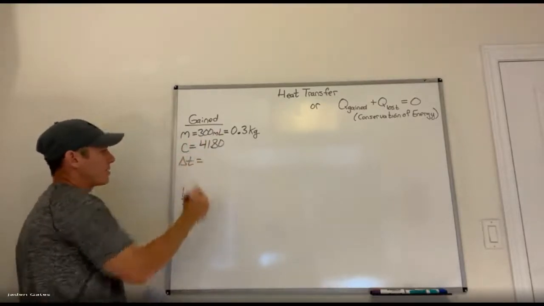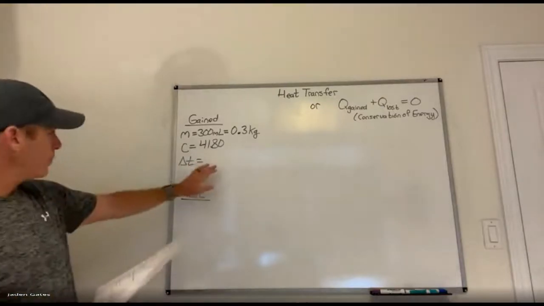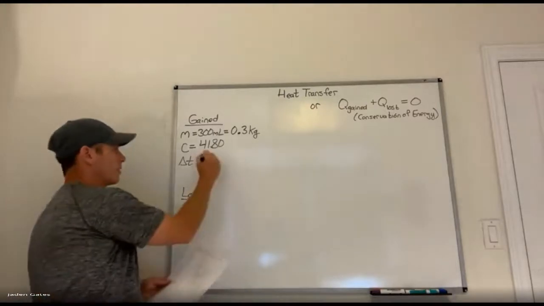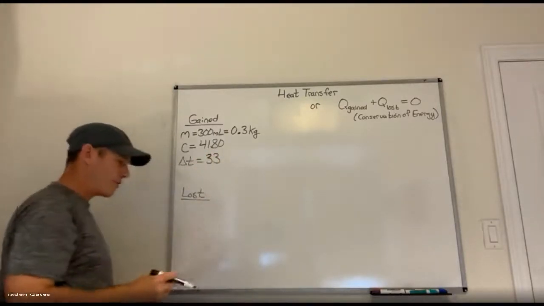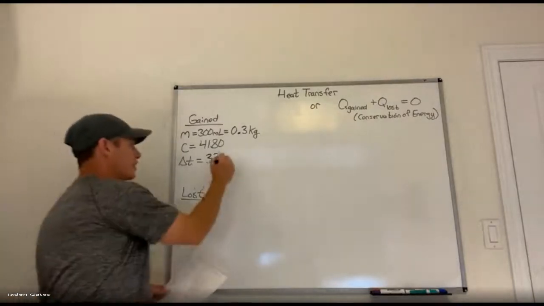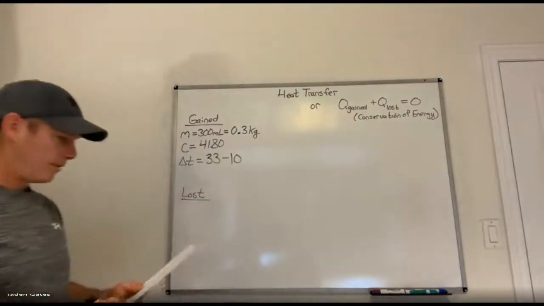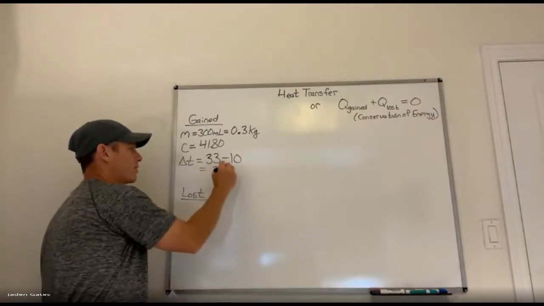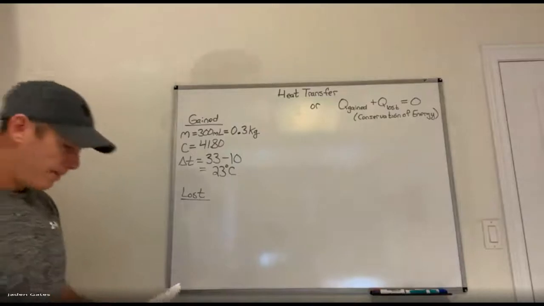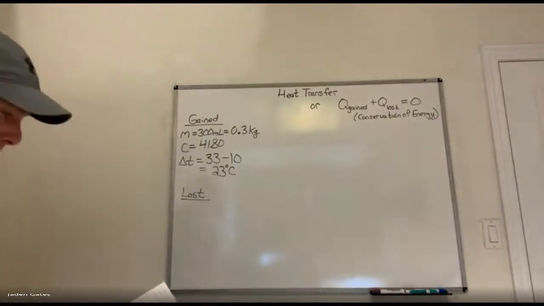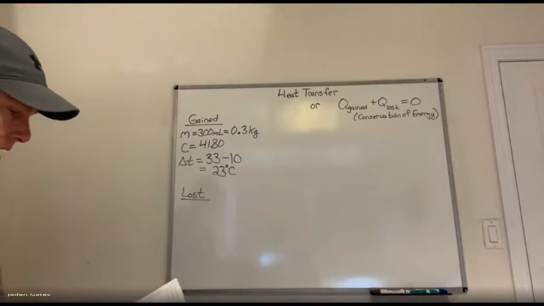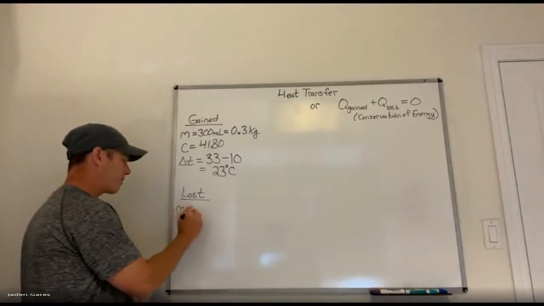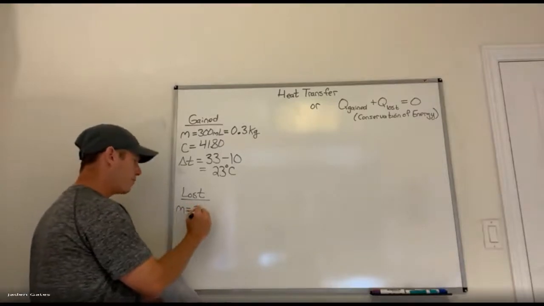Delta T is up next, which is our final temperature, which in this case is 33 degrees. It is the final for both of them, obviously, because they're being mixed. And it initially is at a temperature of 10. So 33 minus 10, I know, is going to be 23 degrees Celsius difference there. So it gained heat. Now, the next one, the lost heat. First of all, the metal has a mass of 200 grams.